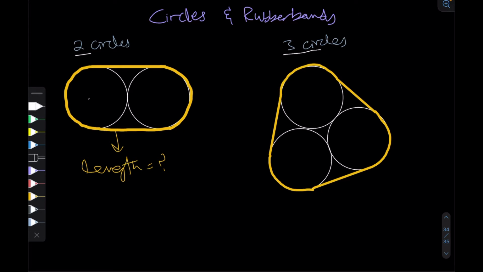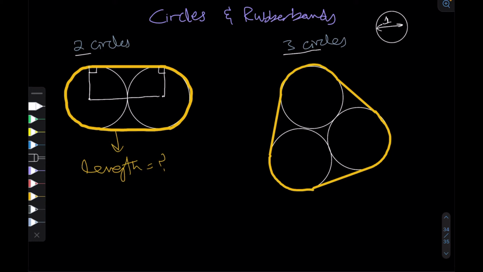If we take a look at two circles, these are the centers of the two circles. Also, for our convenience, we can say that the diameter of these circles is 1 unit. You can generalize it for any diameter d, but we've taken 1 unit for convenience. The first thing we can realize is that if we connect the center to the point where the rubber band leaves the circle, this would be a 90-degree angle because it's a tangent. If you connect the tangent line to the center, it makes a 90-degree angle. And so this will also be a 90-degree angle.